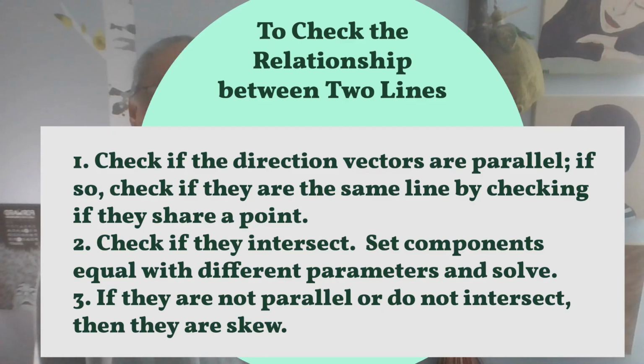Now, if they are not parallel, then they might intersect. So we can check if 2 lines intersect by setting the components equal to each other. Now, if they intersect, they might intersect at different times or different parameters t. So when we do this, we tend to set one of the parameters as t, and then we change the other parameter with another letter like s. And then we try to solve. Essentially, we're going to have 3 equations and 2 unknowns. And if we get a solution for that, then we can say that the lines intersect. Now, if we don't get a solution for that, then they don't intersect, which means the only other possibility is that they are skew.